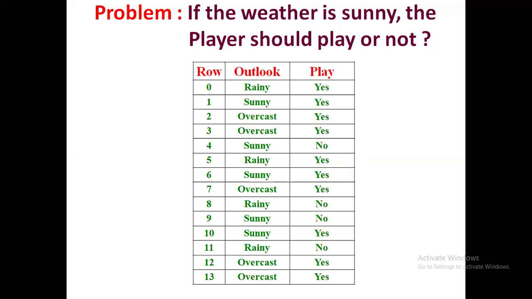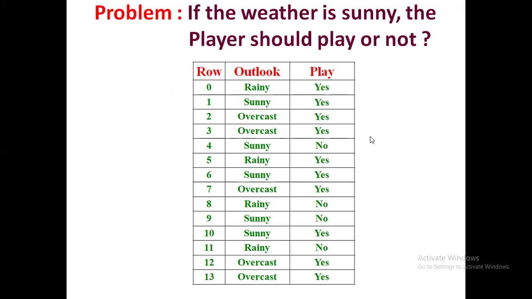When the weather is sunny, the Naïve Bayes classifier calculates the posterior probabilities for both outcomes, that is play equal to yes and play equal to no, using Bayes theorem. It considers the likelihood of sunny under both conditions and multiplies it by the prior probabilities of playing or not playing. The result with the higher probability determines the final decision. If the probability of play equal to yes is greater than no, the recommendation is to play. Otherwise, the decision is not to play.